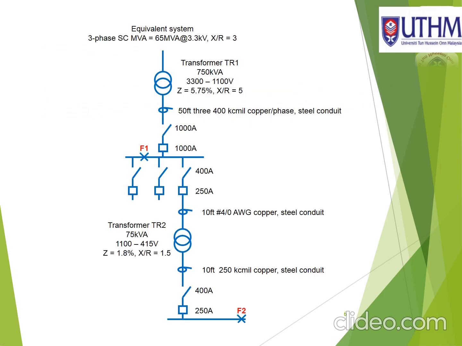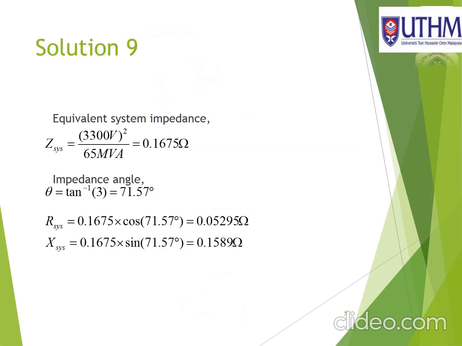This is the system. We can see here there is transformer 1 and we have a cable here. Then we have the fault occurring at this location, F1. This one is for question A. Then we have a cable here and transformer number 2 and also a cable here, and this is the fault location for F2.